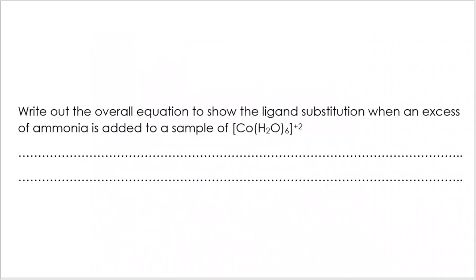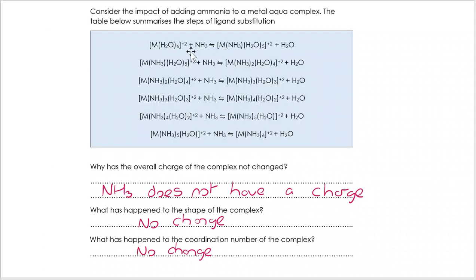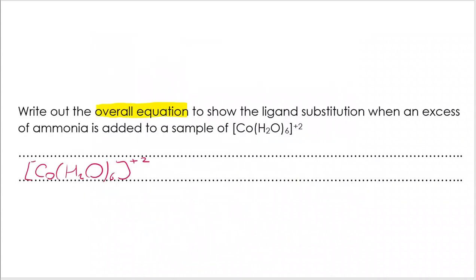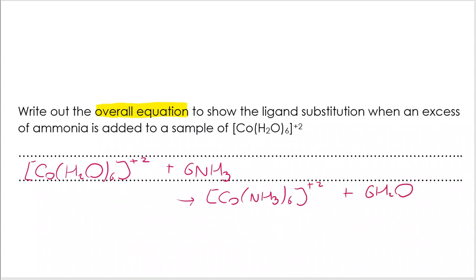Now, the overall equation for that would be what? Bearing in mind we're starting here and ending here. How would you write the overall equation? Well, I know what I'm starting with, Co(H2O)6 2+. If I'm going to get 6 ammonia ligands, I need 6 NH3 there. And if I've got 6 of them, I can see the complex I'm going to make. Remember, the charge stays the same. And I'm going to have 6 water ligands left over.